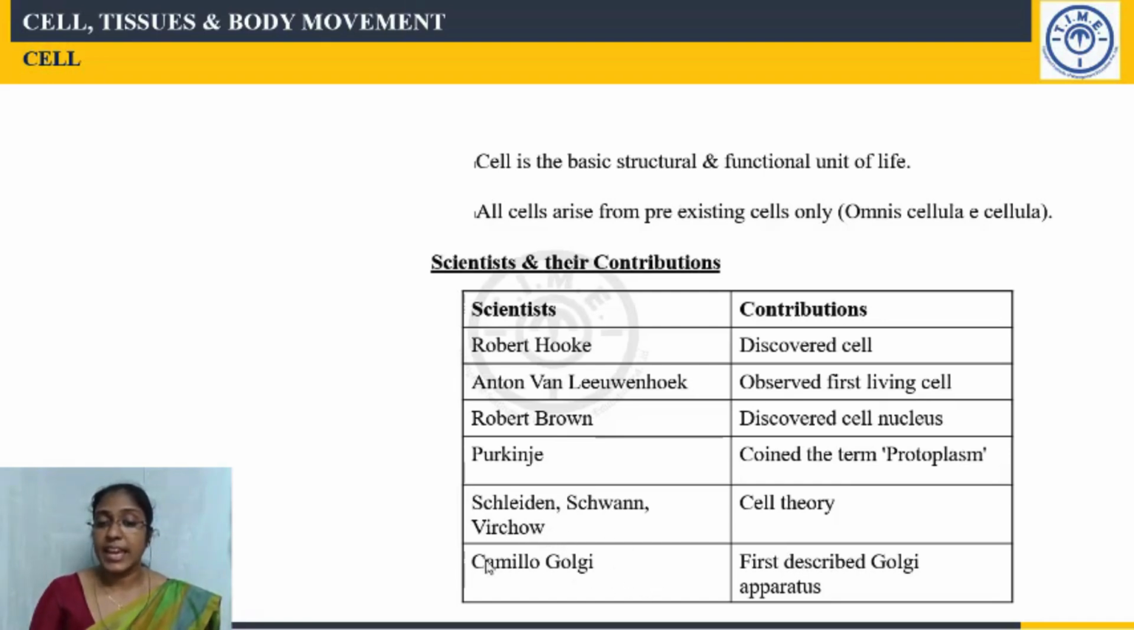Then Camillo Golgi. Camillo Golgi is the name of a scientist and he was the first person to describe the Golgi apparatus. Golgi apparatus is a cell organelle which is found inside the cell. What its structure and function are, we will discuss later in the session.